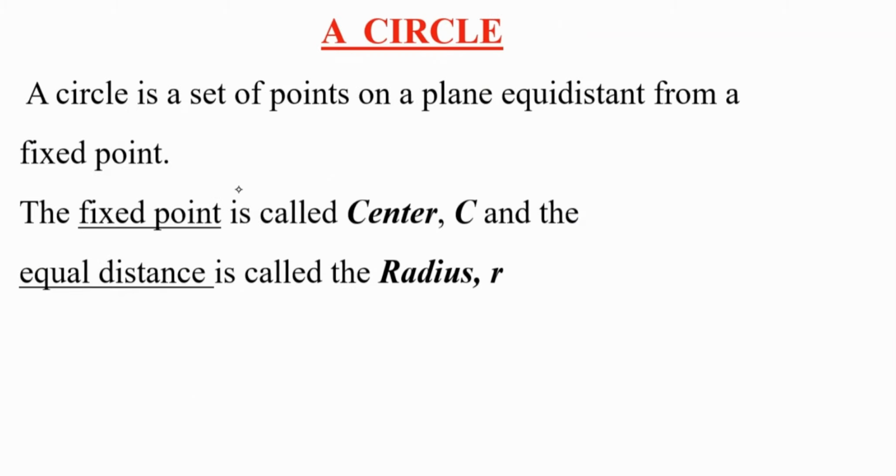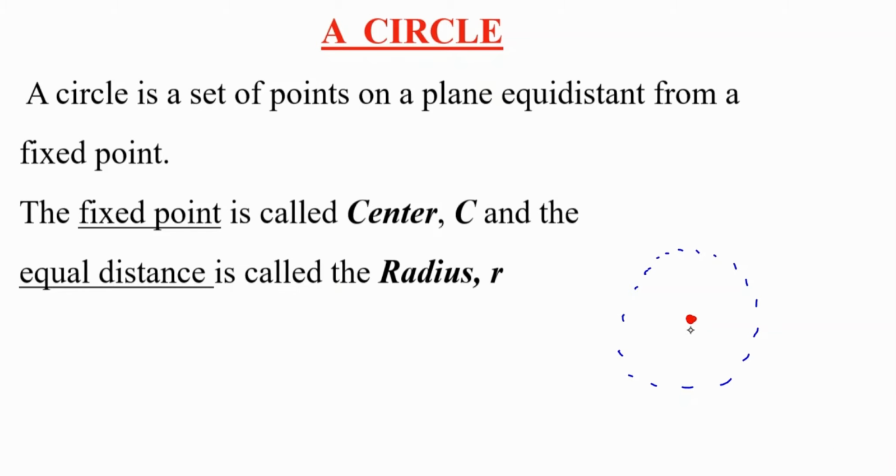So with our first objective, it says the meaning of a circle. When we talk of a circle, we are talking about a set of points on a plane, equidistant from a fixed point. The fixed point is called the center, represented by C, and the equal distance, that is the equidistant, is called the radius R. So practically, we are talking about a set of points, just like you can see here. These are a set of points at equal distance from a fixed point. This fixed point is what we call the center.